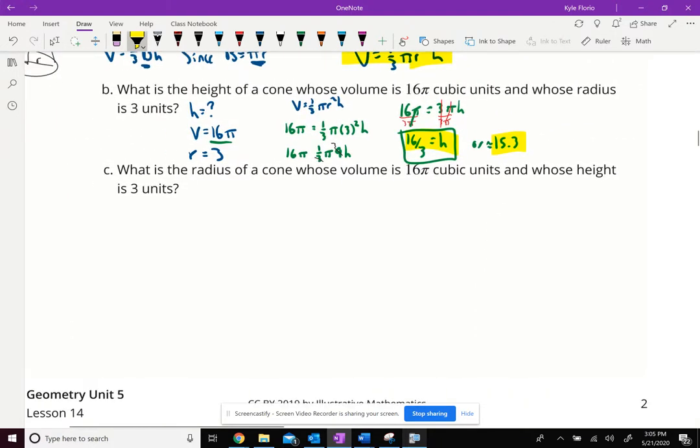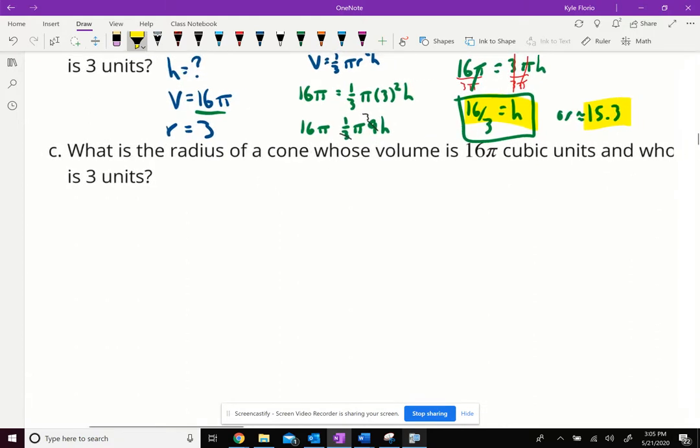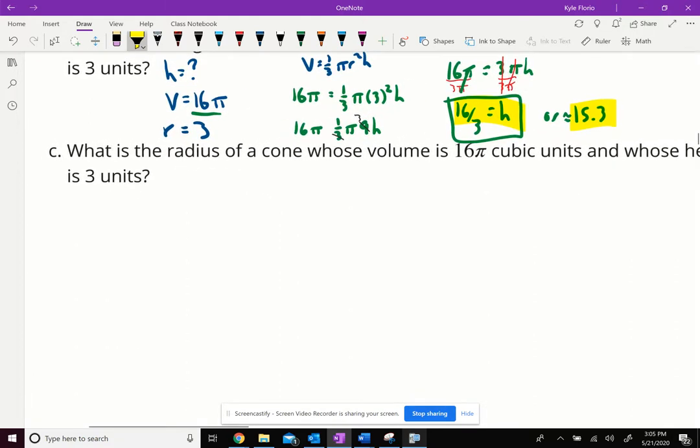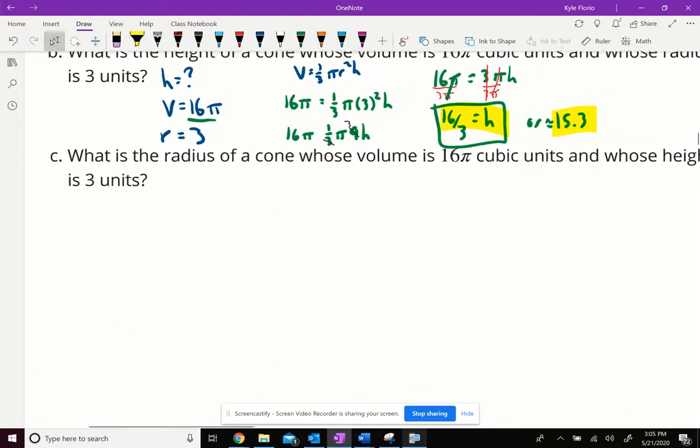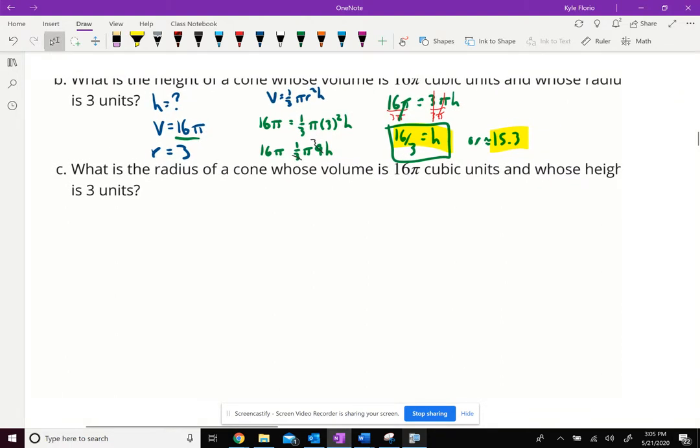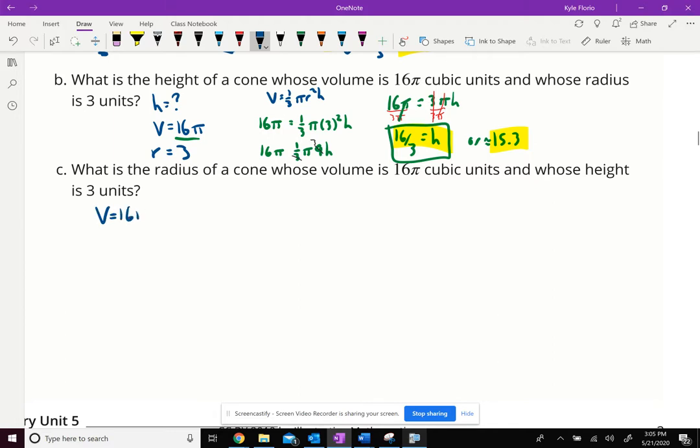In part C, this is the last part of this activity here. What's the radius of the cone whose volume is 16 pi and whose height is 3? So this time we're going to be given the height and we're going to look for the radius. So I'm just going to write down what I know. The volume is 16 pi cubic units. The height is 3, and we're trying to find what's the radius.